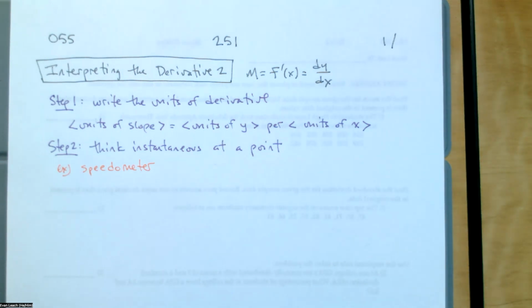We have an average rate of change when we have a delta y over delta x, but what our speedometer is doing is not actually just a slope. It's not just a slopeometer, it's a derivativeometer. It's giving us our instantaneous rate of change at that moment. It's actually approximating the instantaneous rate of change, but it's telling us the instantaneous rate of change at a particular moment. So we just need to think instantaneously at a point.